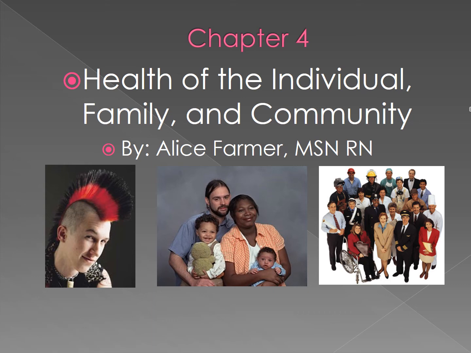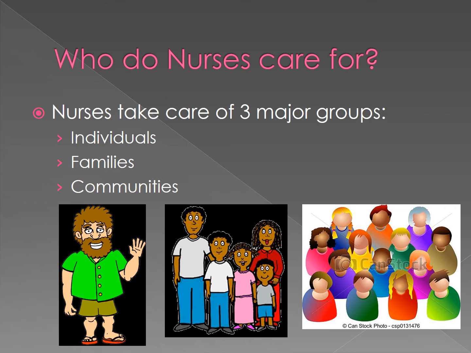Chapter 4, Health of the Individual, Family, and Community. Just like I've said, you need to memorize the 4 aims of nursing. You also need to remember the 3 major groups that nurses care for, and they are individuals, families, and communities.